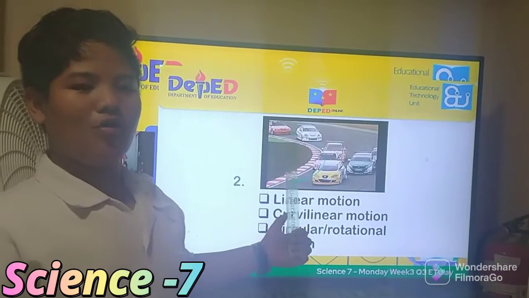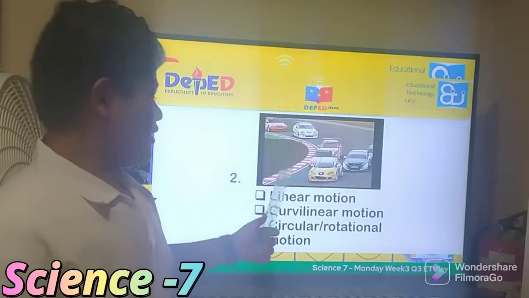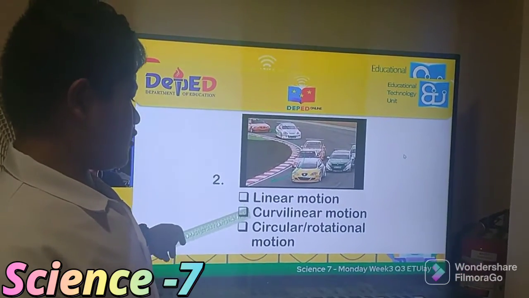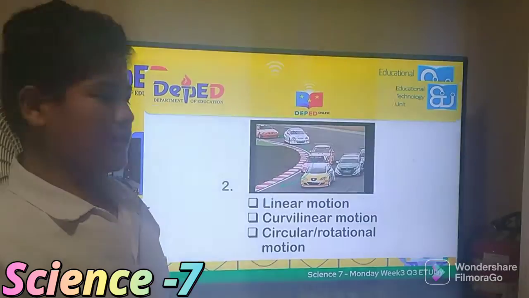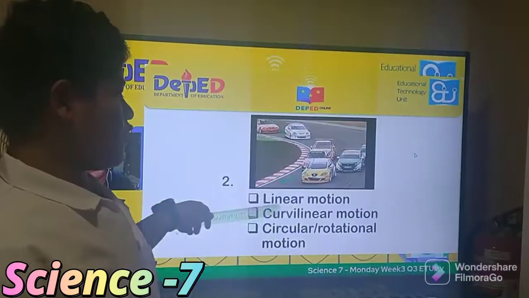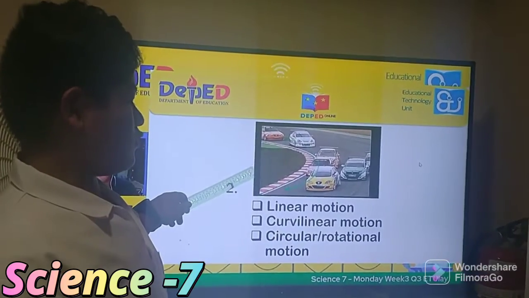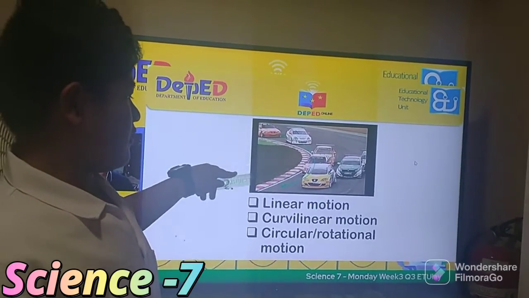In number 2 example, what kind of motion is this? Is it linear motion, curvilinear motion, circular rotational motion? If your answer is curvilinear motion, yes, you are correct. This is an example of curvilinear motion. You can see the curve here.